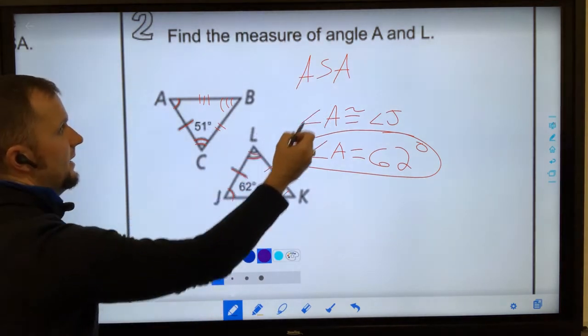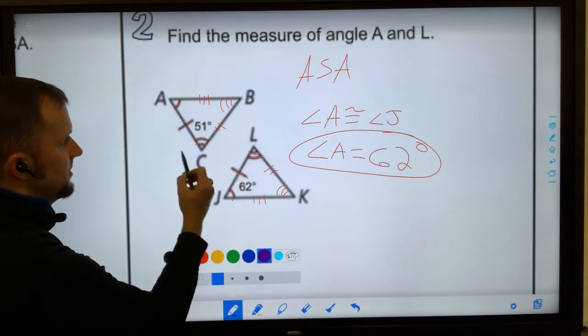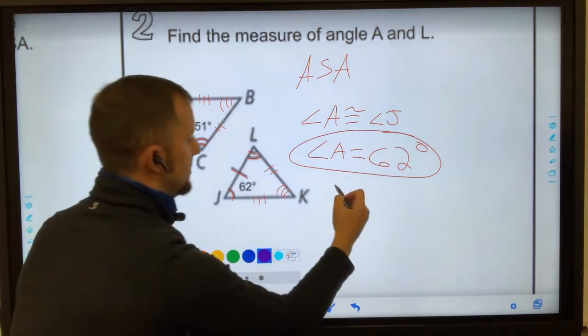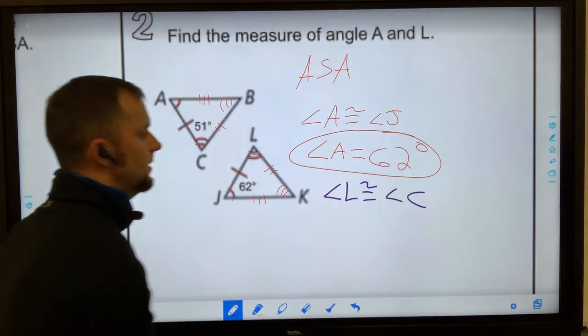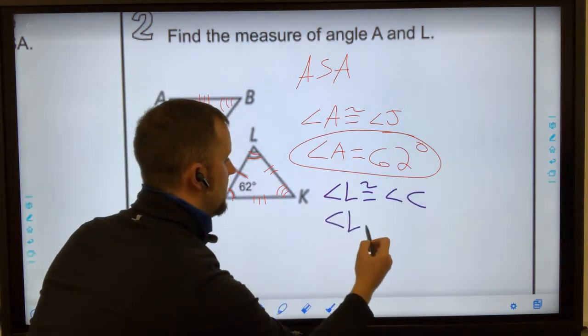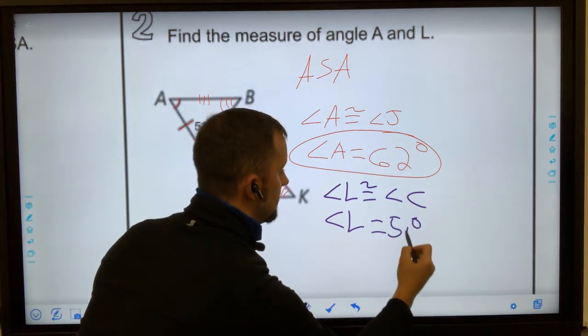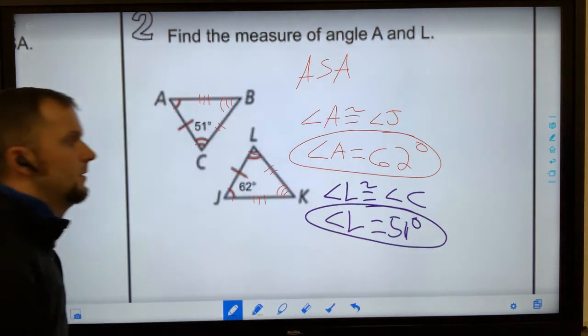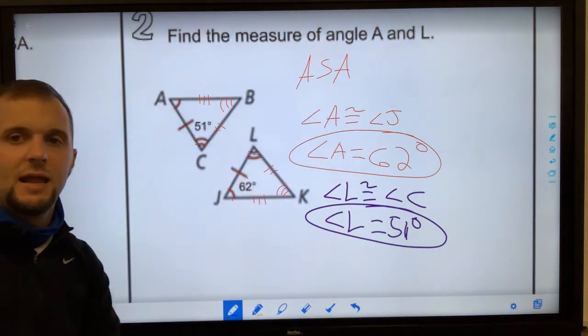Now let's look at the next one. So we need angle L. Angle L and angle C actually match up because both of those have two notches. So angle L is going to be congruent to angle C. So that means angle L is going to equal 51 degrees. Okay. And so again, both triangles are congruent because of the angle, side, angle postulate.